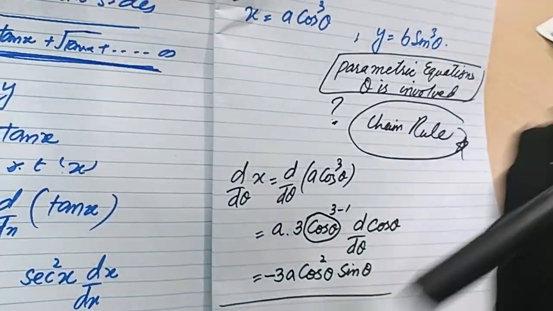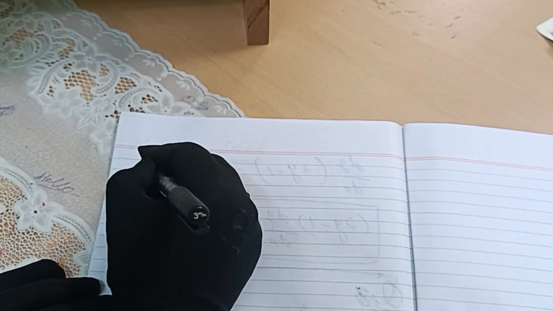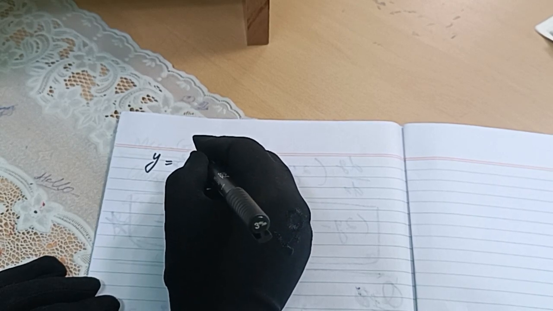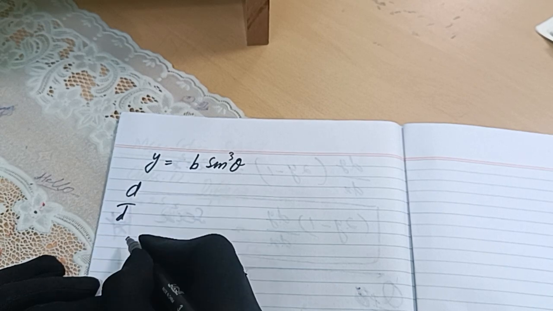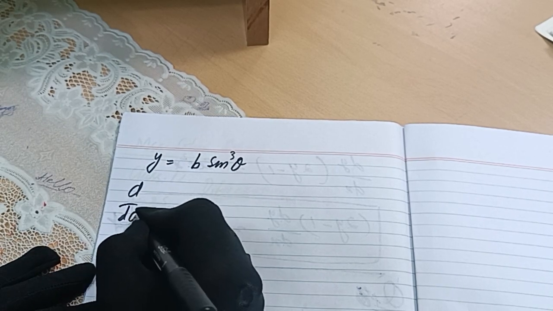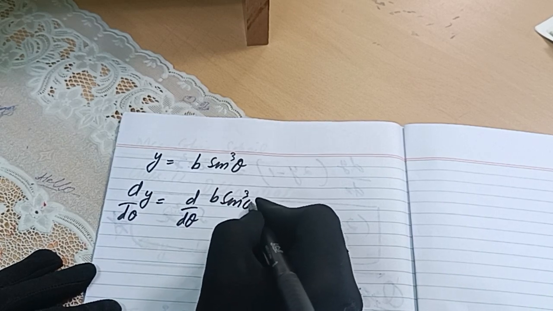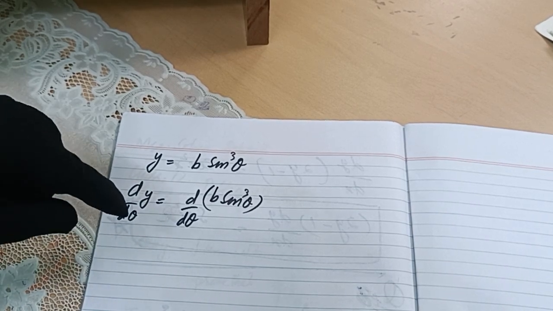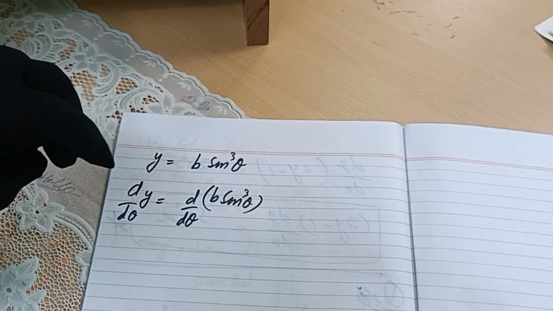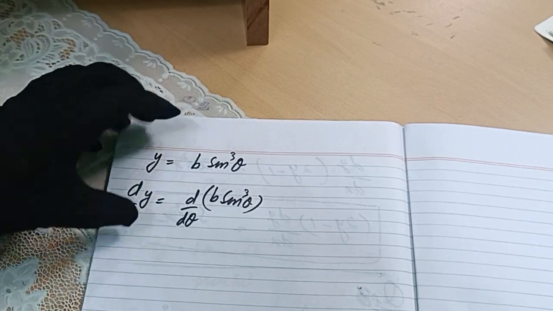Take y. y is equal to, what is the value of y? b sine cube theta. Again differentiate it with respect to theta, d by d theta, because you have to differentiate with the variable involved. So the third variable involved in this question is theta. Theta will be behaving like a parameter, meaning you have to eliminate this theta. Then your derivative will be obtained.